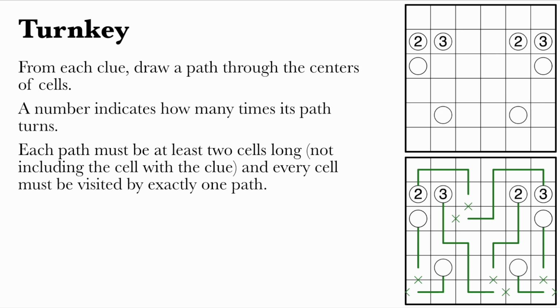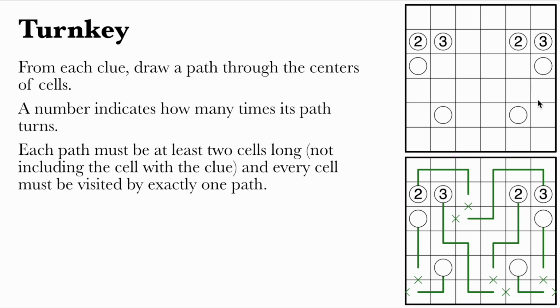In a Turnkey puzzle, from each clue, we draw a path through the centers of cells. This is much like our loop puzzles, but you can see that we have multiple segments that start at these circles, the clues, and travel along some distance horizontally and vertically through cells. A number indicates how many times its path turns. So there's 3 turns, 1, 2, 3 times along its path, for example.